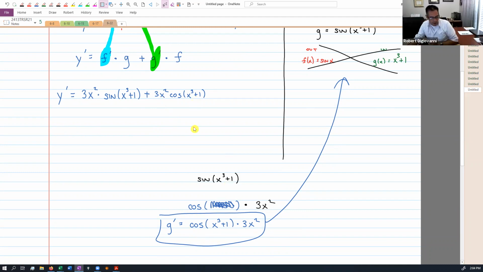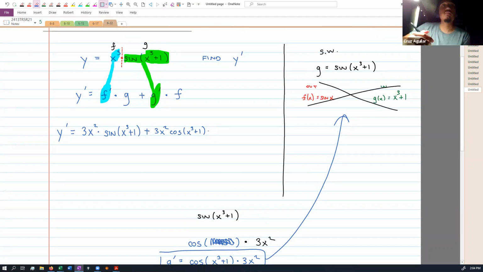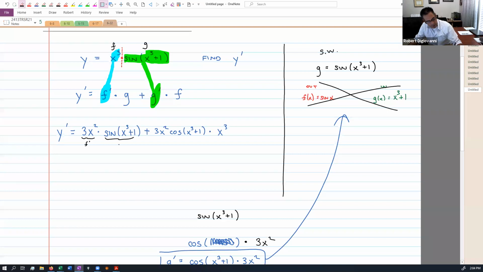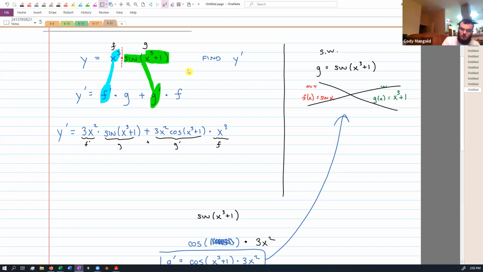Okay. And then we're not done. You're going to multiply it by f, which is x cubed. There you go. So there it is. This is f prime times g, plus this whole thing was g prime, which we had to go to the side and do, and this right here is f. There it is. Good.